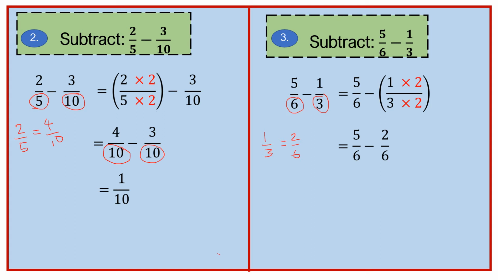And now you see that the denominators are the same. So we can keep the denominator and subtract the numerators. Now we can also see that 3 out of 6 is actually the same as 1 out of 2. So you can see how we can subtract the fractions.